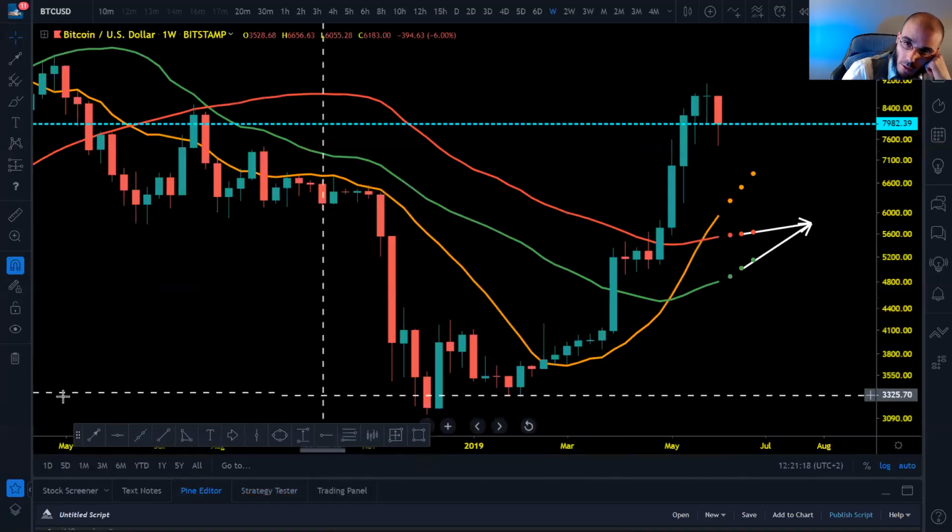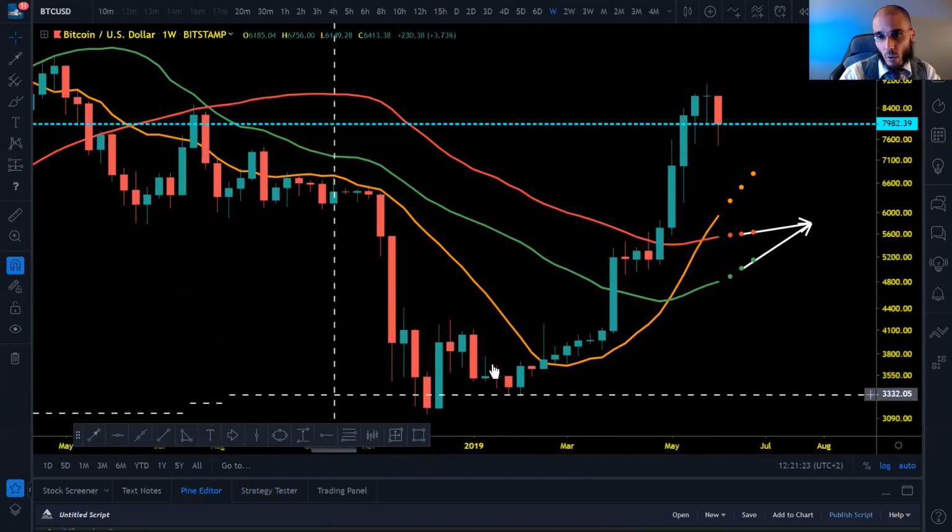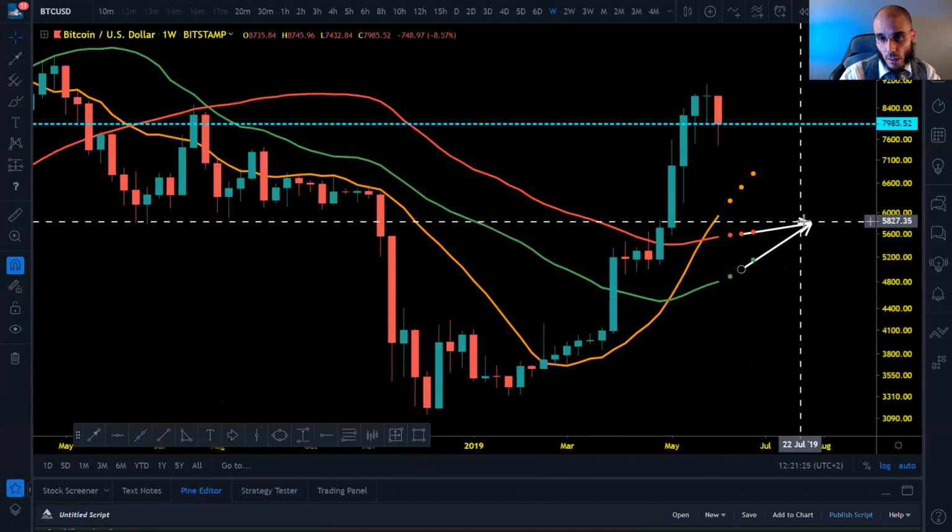Here we are looking at the simple moving averages, and we could have a cross in a couple of weeks.